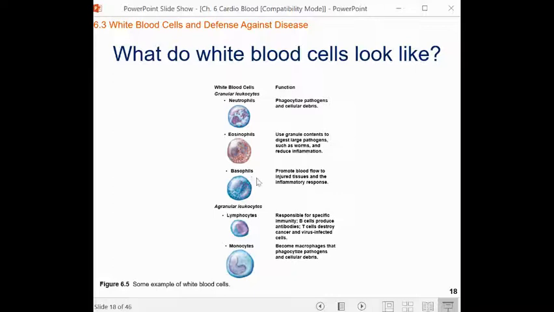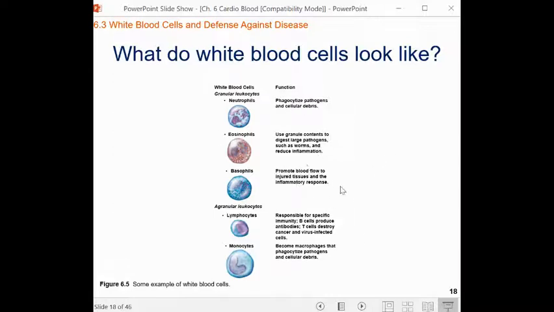The basophils promote blood flow to injured tissues, and they trigger that inflammatory response. So if you've got a cut that's gotten some dirt in it, these are the cells that are going to start triggering that inflammation, that delivery of more blood. It gets hot, that dilation of the capillaries there.